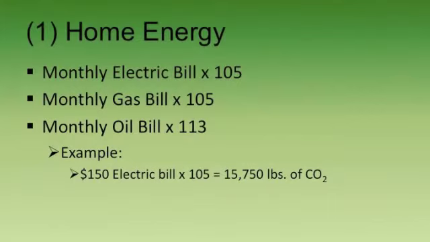Multiply your monthly electricity bill by 105. Next, multiply your monthly gas bill by the same number. Lastly, multiply your monthly oil bill by 113. For example, if you take a monthly electric bill of $150 and you multiply that by the factor of 105, it will come out to 15,750 pounds of carbon dioxide.